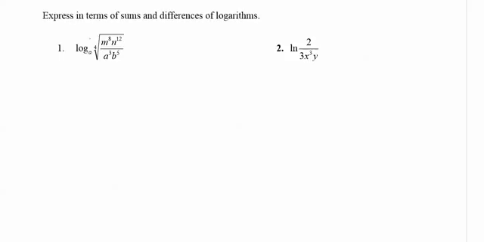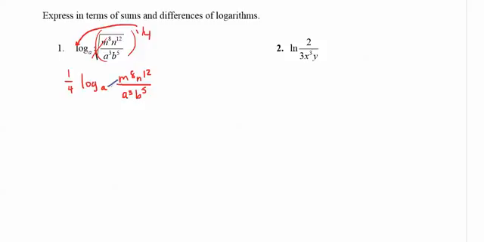So I need to get rid of the fourth root first, and I'm going to remember that a fourth root is the same thing as a 1/4 power, and I can pull that power down in front first. So I have 1/4 times log base a of m to the eighth n to the 12th divided by a cubed b to the fifth. Now I can actually get in there and separate these products and quotients.